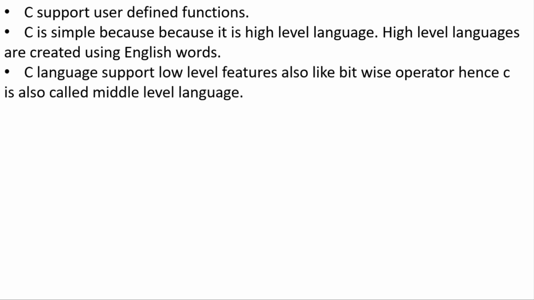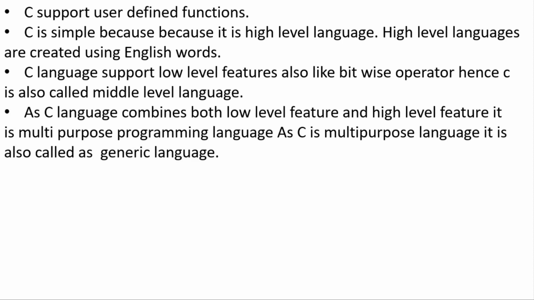Now, C language support low level features like bitwise operator. Hence, C is also called middle level language, as C language combines both low level feature and high level feature. It is multi-purpose programming language. As C is multi-purpose programming language, it is also called as generic language.